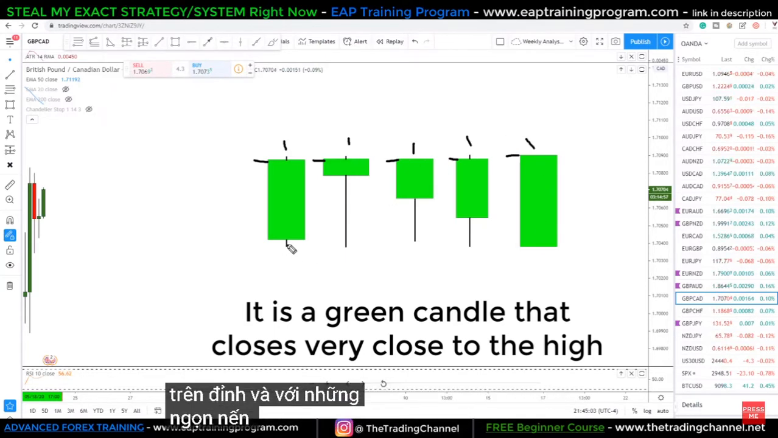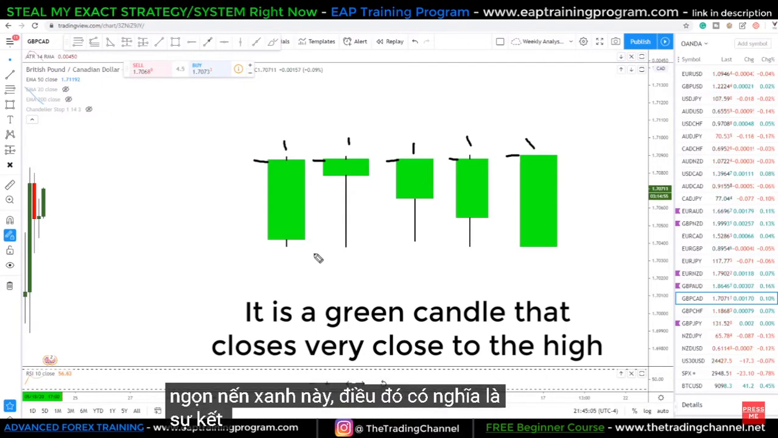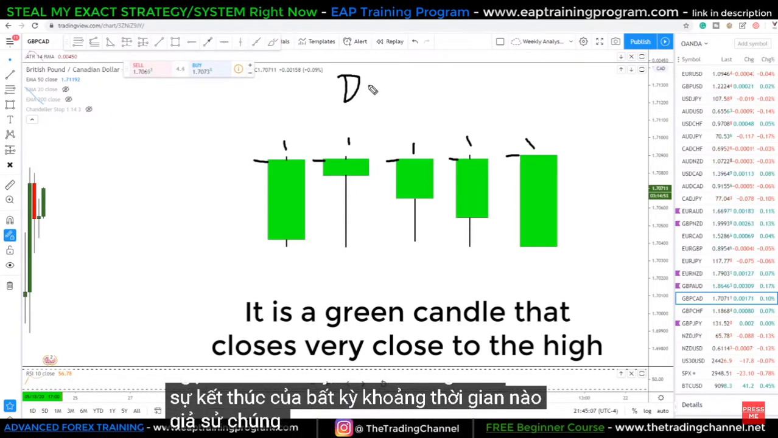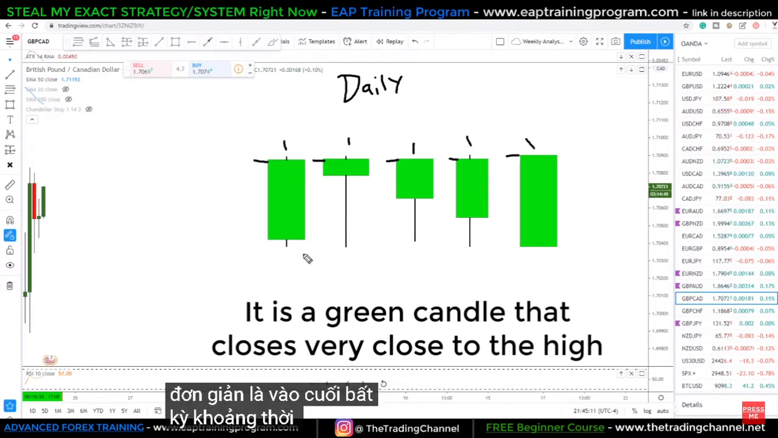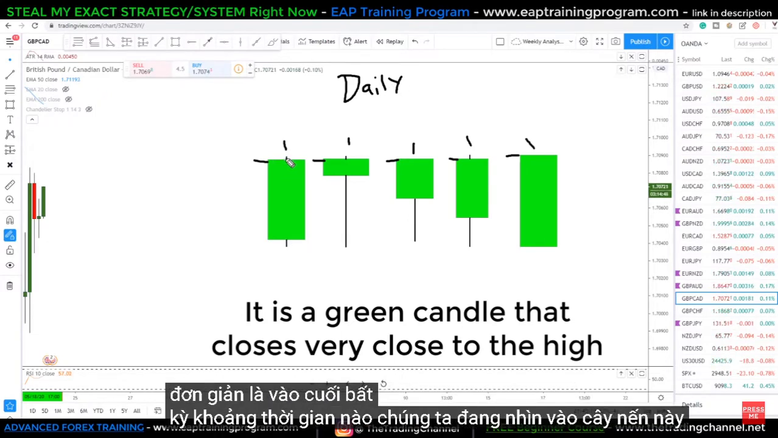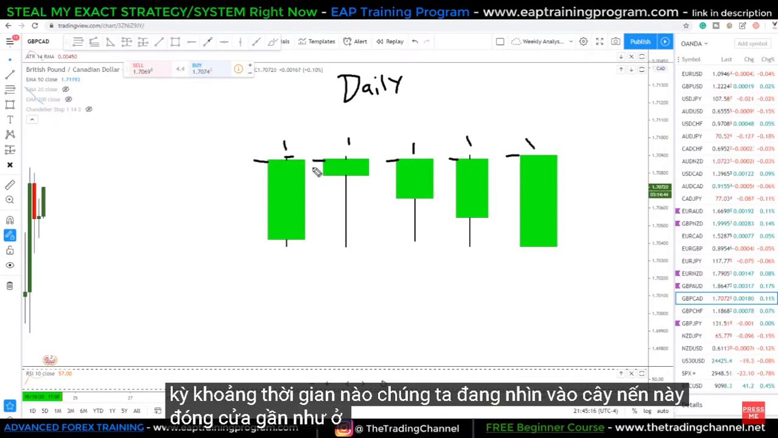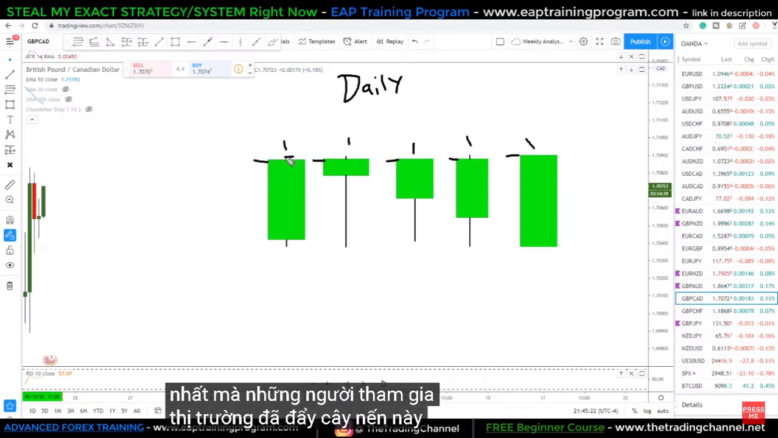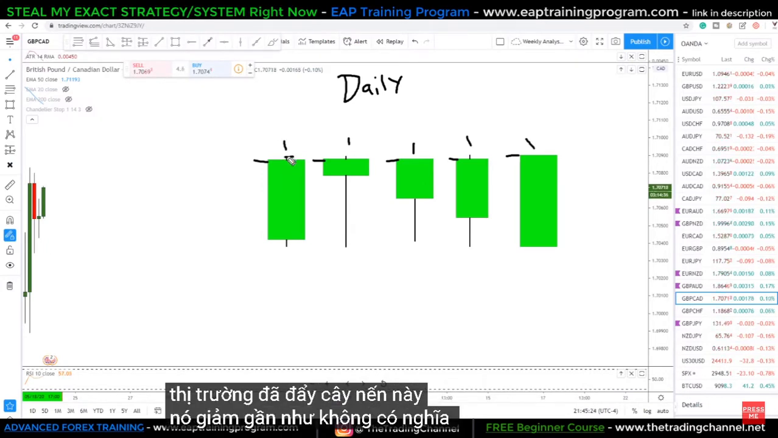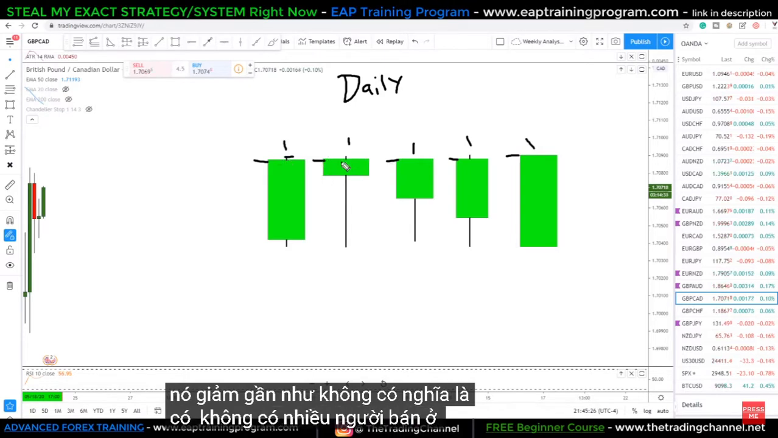And with these being green candles, what that means is at the end of whatever time period, let's just say we're still on the daily for simplicity, at the end of whatever time period we are looking at, this candle closed nearly at its high. At the highest point that the participants of the market pushed this candle, it dropped barely any, which means there were not many sellers at the end of this candle.